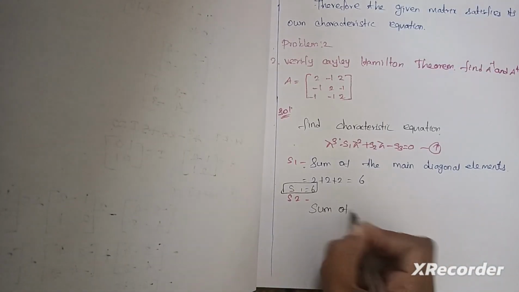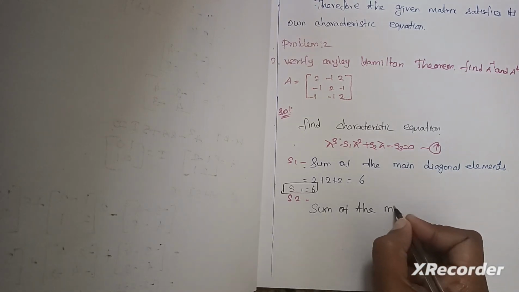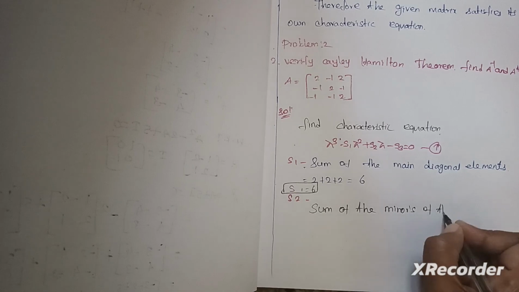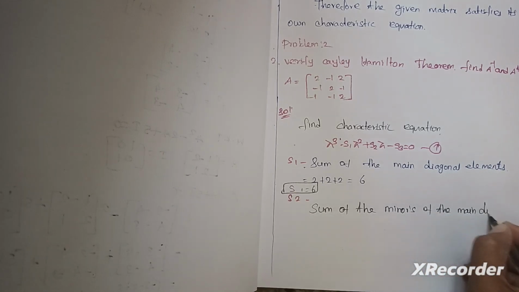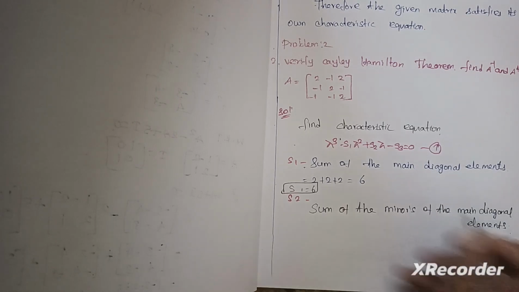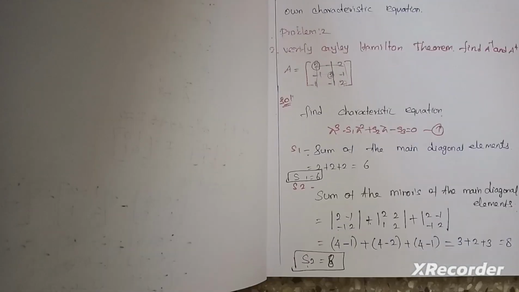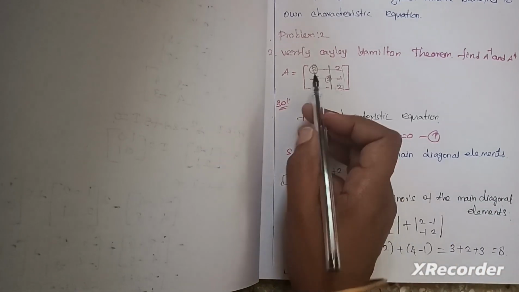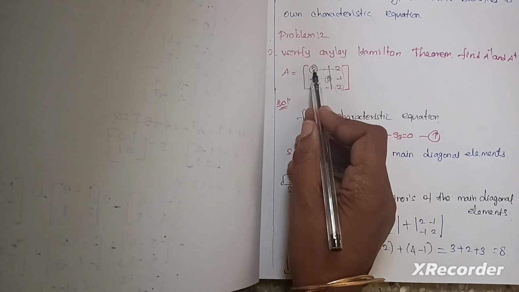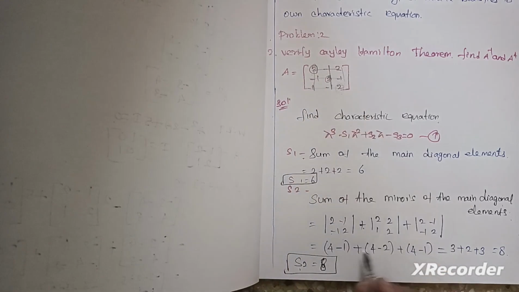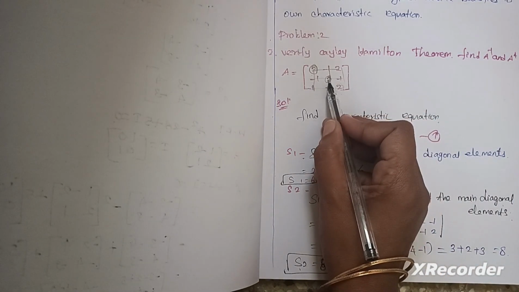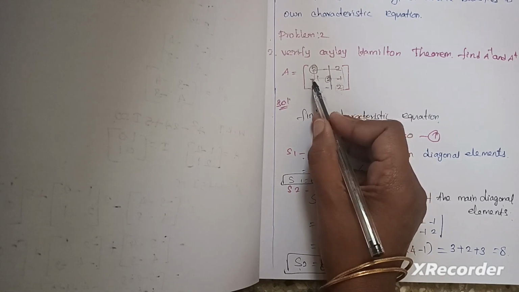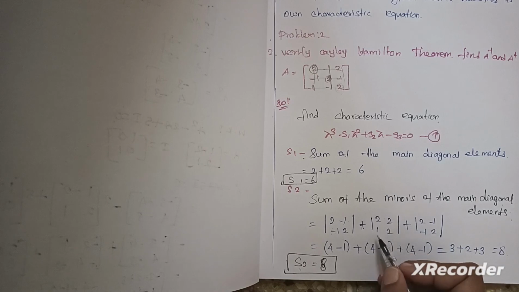S2 is the sum of the minors of the main diagonal elements. Taking this matrix A, taking the first diagonal element 2, omitting its column and row, we write 2 minus 1, minus 1 2. Next we take the second diagonal element 2, omit its row and column, and the remaining is written.